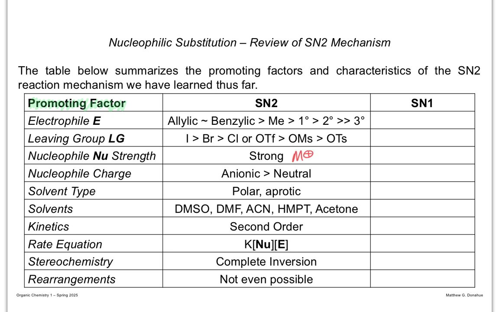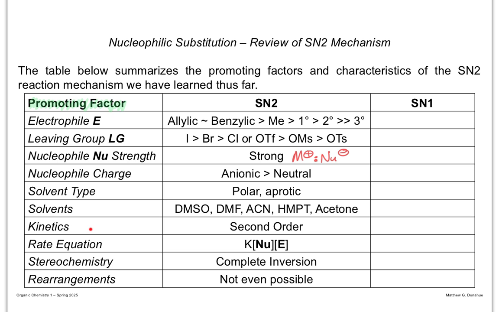So M plus, nucleophile minus. That relates to nucleophilic charge. You want that nucleophile to be anionic and not neutral. Solvent type, polar, aprotic. So aprotic means without OH or NH bonds. Those type of solvents, again, these are the abbreviations, so you should go back and look at what the structures are so you understand how they're polar, how they're aprotic.